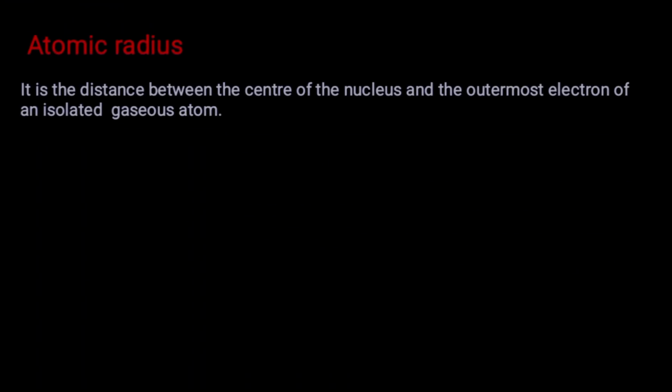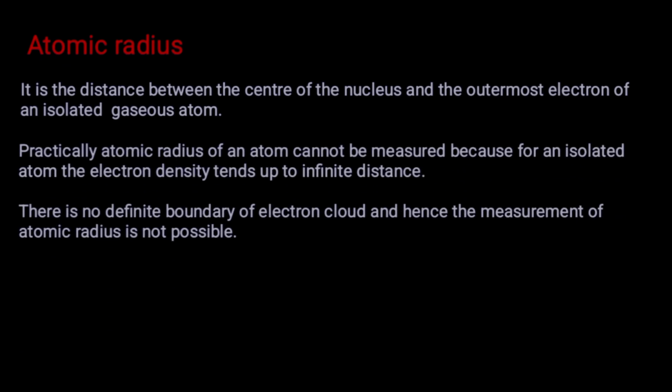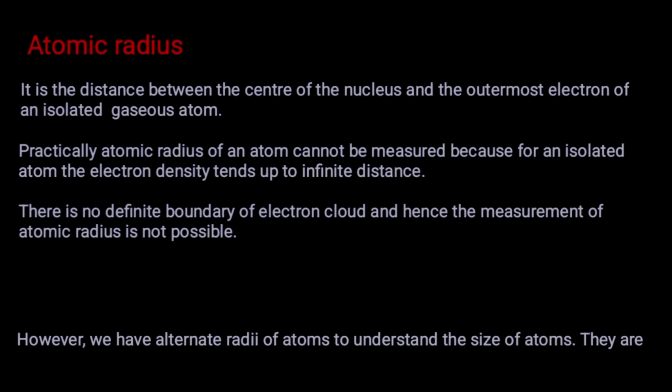As the first one, we'll see atomic radius. It is the actual distance from the center of the nucleus to the outermost electron in an isolated gaseous atom. You should remember that one. In practice, it cannot be measured because electron density extends to infinite distance, so there is no boundary of this electron cloud. That's why the measurement of atomic radius is impossible.